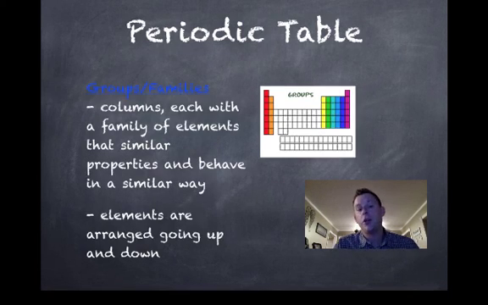Now this, everybody should know, groups. Groups and families. Groups go down. Okay? They're like columns, each with a family of elements that have similar properties and behave in a similar way. So remember that these groups are also called families, and they behave in the same way, just like your family might behave in the same way. The elements are arranged going up and down, and we'll discuss later. Valence electrons, very important you know that. The first group has 1 valence electron. The second group has 2 valence electrons, and then we're going to skip to group 13.